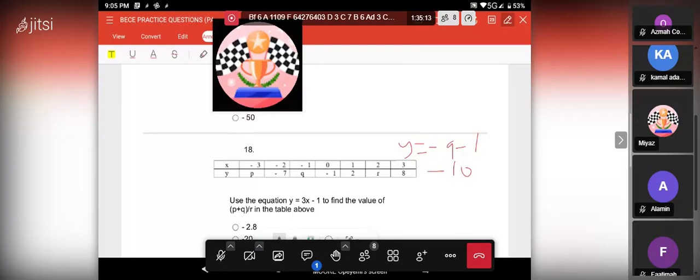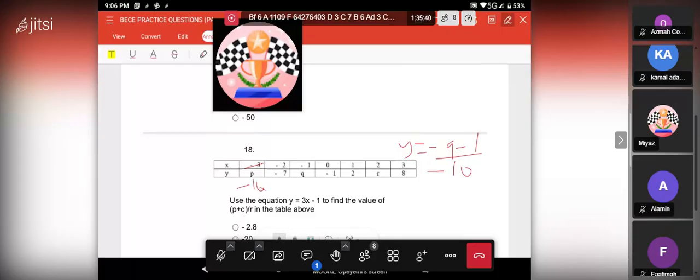In the equation, we replace x with minus 3. They say x is minus 3 here. You can see that. So anywhere we see x in the equation, we replace it with minus 3. That is 3 times minus 3 plus 1, that is minus 9 plus 1. So y is equal to minus 10. This one is minus 10 here.